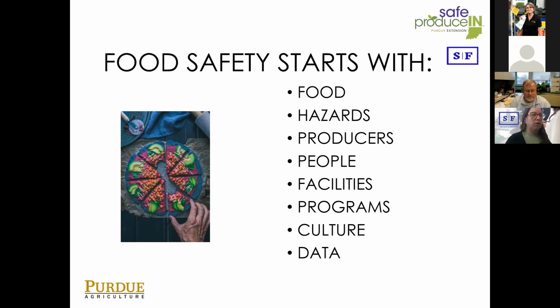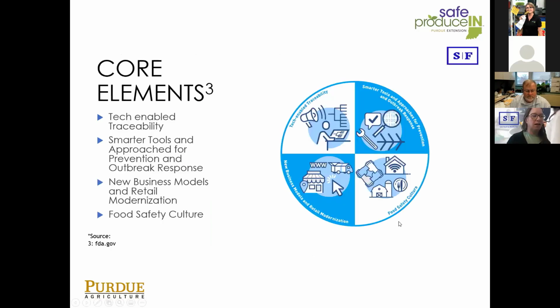So, how can we manage this in another way? The FDA has given us some guidance. They're working on it very much with the industry. They have a blueprint for the new era of food safety. This is their logo that they're using off their website. They have core elements: tech-enabled traceability, smarter tools and approaches for prevention and outbreak response, new business models and retail modernization, and then food safety culture. So they're working on ways to guide the industry so that we can adjust and have certain programs in place.